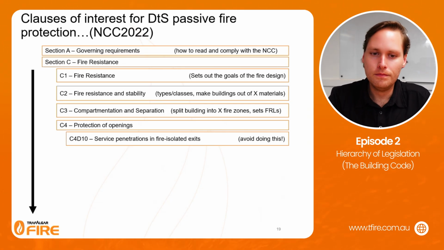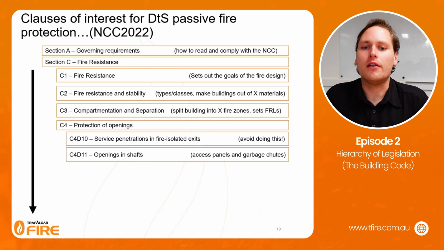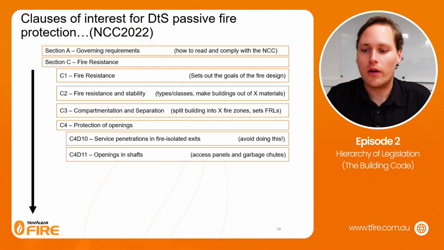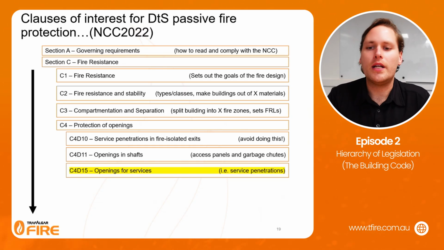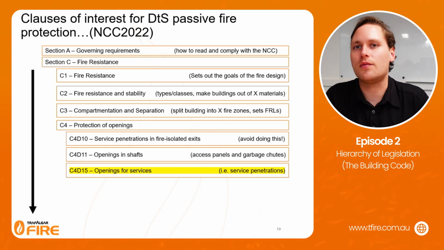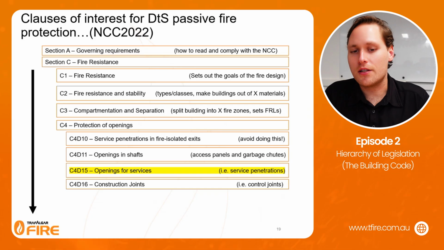C4D11, openings and shafts. If you've got a building with a fire rated access hatch or a garbage chute, there are some important clauses in here relating to the fire resistance level that you should be aware of. C4D15 is openings for services. These are the nuts and bolts of service penetrations, and we're going to dig into this one in particular. C4D16 is construction joints, or control joints, expansion joints.